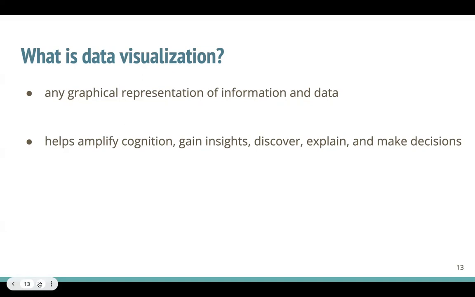And two, just very simple points about it, to give a working definition: it's any graphical representation of information and data. It's as simple as that. No need to complicate it. But as we were saying, it's important to remember what the purpose of it is.